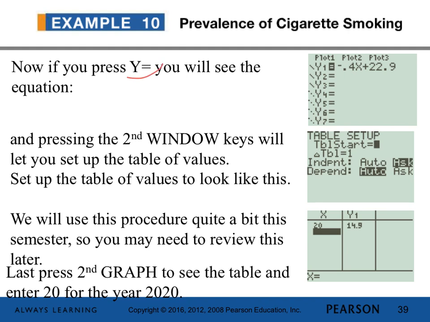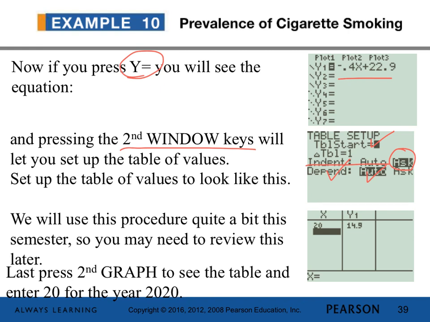And if you press your Y equals key, you'll see the equation. And then you press the second window key, will help you set up your table of values. You don't want it to be auto. You want that to be ask. Everything else stays the same. Doesn't matter where the table starts, leave dependent on auto, but you want to change the independent to ask.